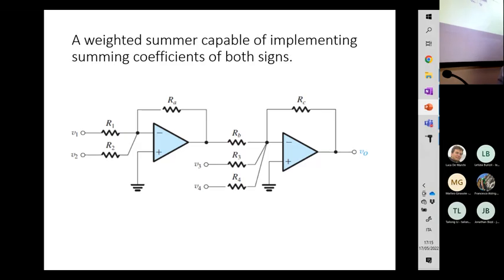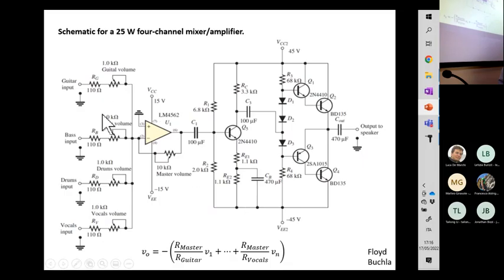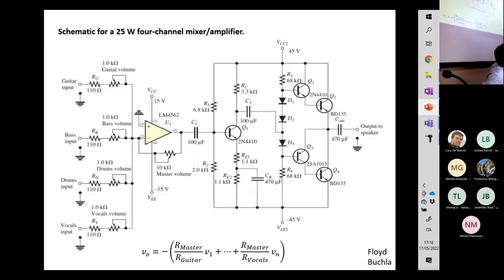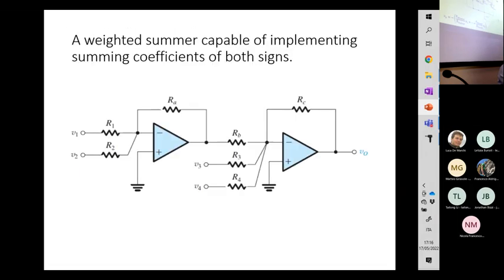Okay, so the mixing behavior that we have seen in the previous circuit has one fundamental limit, which is related to the fact that this is indeed an inverting configuration, which in some cases is undesirable.